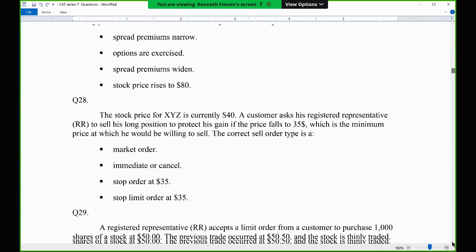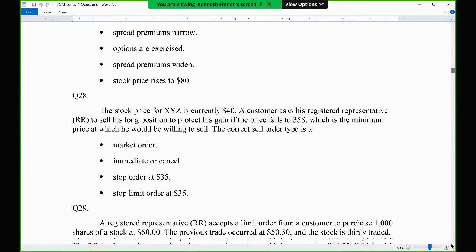Okay. Look at number 28. Now I'm going to make it two questions. First thing I'm going to do is I'm going to block something out.